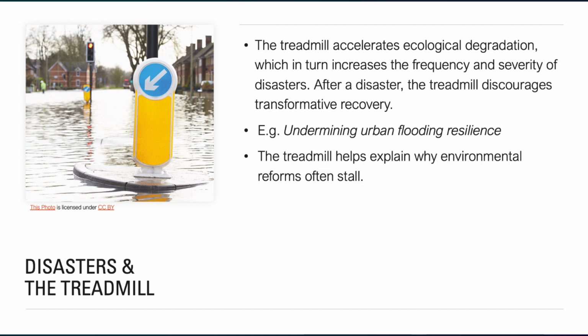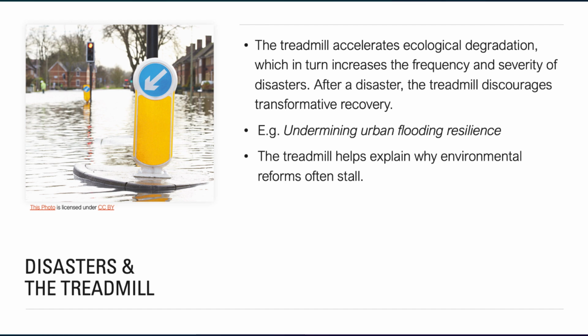The treadmill also helps explain why environmental reforms often stall. Even when the science is clear and the risks are known, structural pressures make it difficult to change course. Corporations lobby against regulation. Politicians fear losing their jobs. Consumers are locked into habits shaped by advertising and infrastructure. The system resists transformation because its very survival depends on expansion.